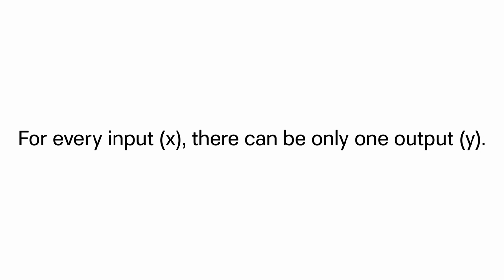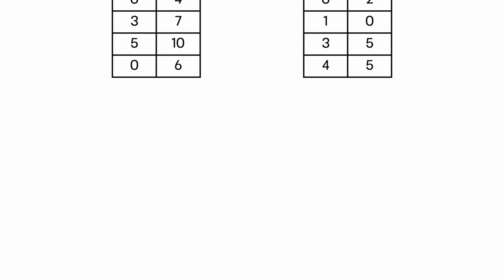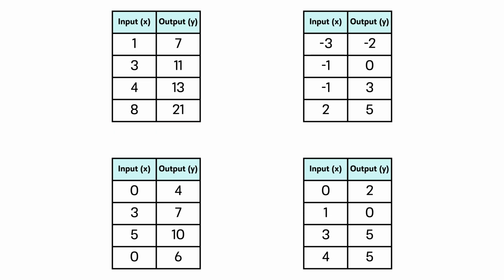Let's conclude the video by looking at how we know if something is a function. Again, for every input, x, there can only be one output, y. So, one way we can tell is by looking at the inputs and outputs together to make sure there isn't more than one output coming from an input. Check out these four tables. Pause the video and see if you can guess which ones are not functions.